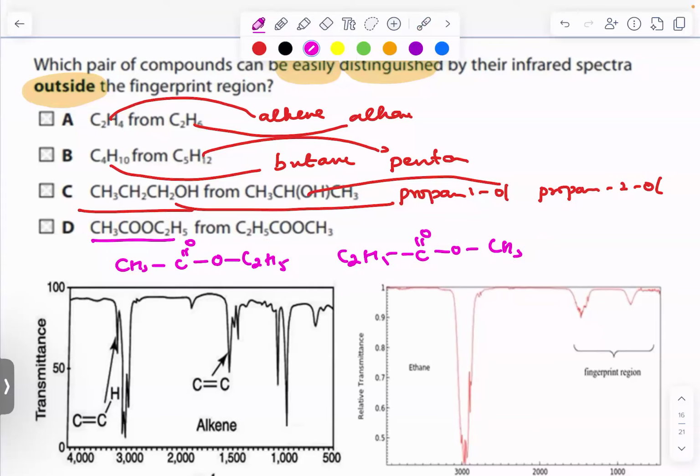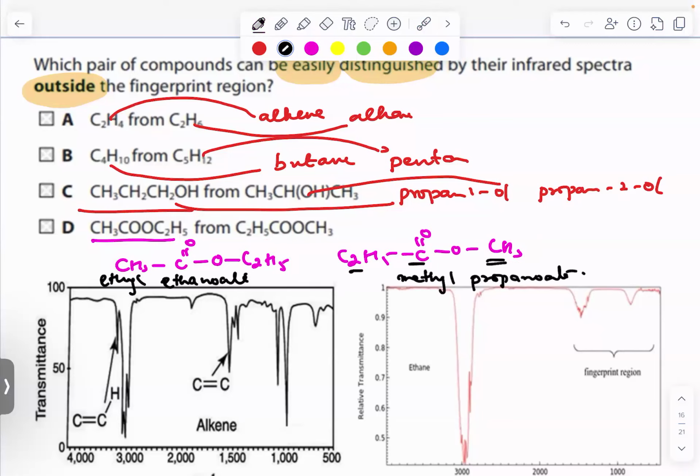This is ethyl ethanoate. This is methyl propanoate.